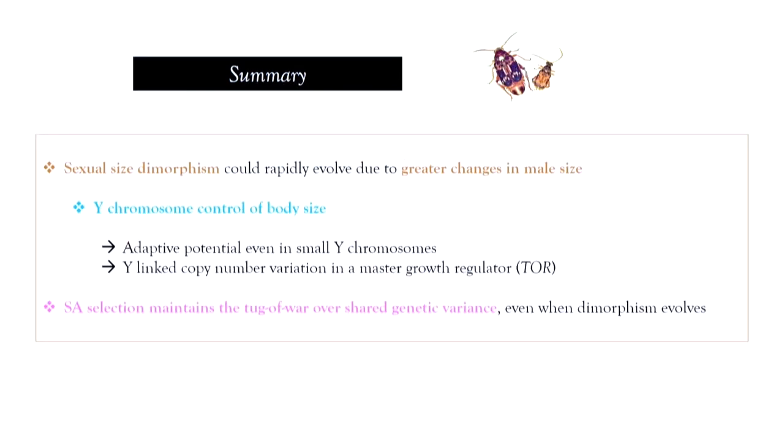So this really puts Y chromosomes on the map as a potential for actually maintaining additive genetic variance that is relevant for sex-specific evolution, despite their small size. It's ongoing work, and we're going to start to look into how exactly this variation is maintained. So hopefully in the future we can understand that better. And SA selection seems to be a potent force maintaining additive genetic variance in fitness-related traits. So thanks very much for your attention.